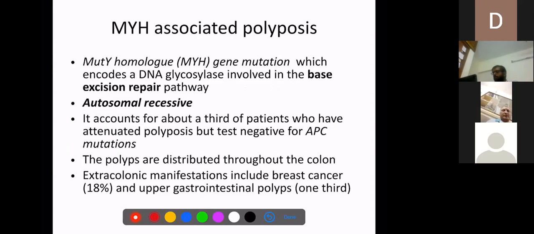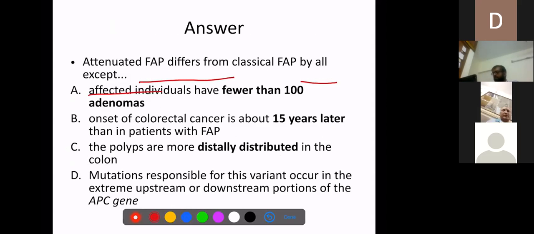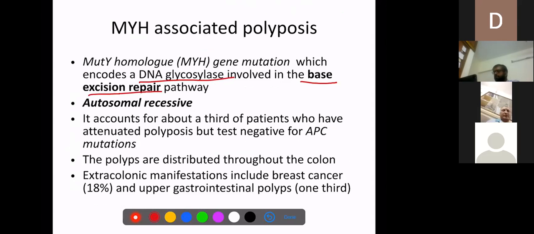MYH-associated polyposis: the MUTYH gene encodes a DNA glycosylase involved in the base excision repair pathway. All the others, attenuated FAP, Gardner syndrome, classical FAP, are autosomal dominant. This MYH-associated polyposis is autosomal recessive. Just remember that only this is the exception. It accounts for only a third of patients who have attenuated polyposis. Here the phenotype is almost similar to attenuated polyposis, but they test negative for APC mutation, unlike attenuated polyposis due to APC mutation.